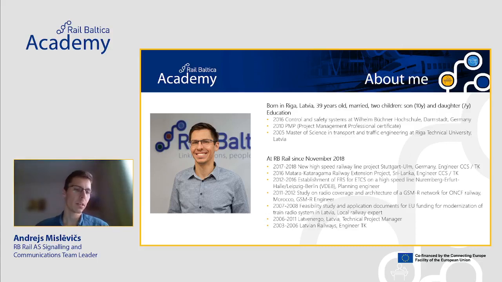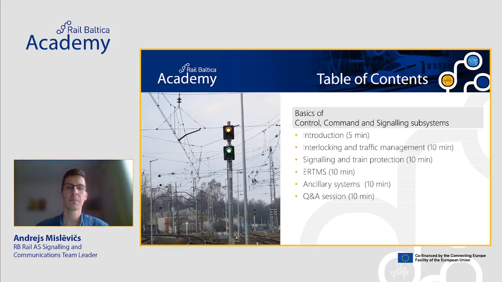Considering today's contents for this session, I propose the following structure: we start with an introduction where I will explain the context of the railway systems and where control command and signaling, or CCS, finds itself in this system. And afterwards, I would explain subsystems of CCS, namely interlocking and traffic management, signaling and train protection, then ERTMS as a specific train protection system. And then I will briefly explain ancillary systems or supporting systems.